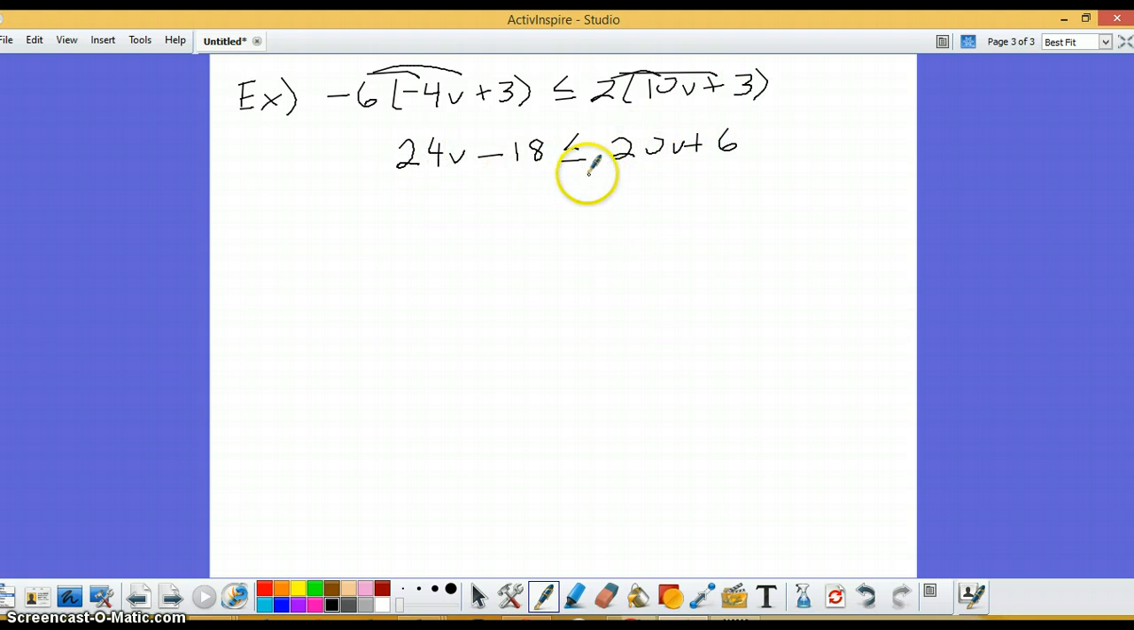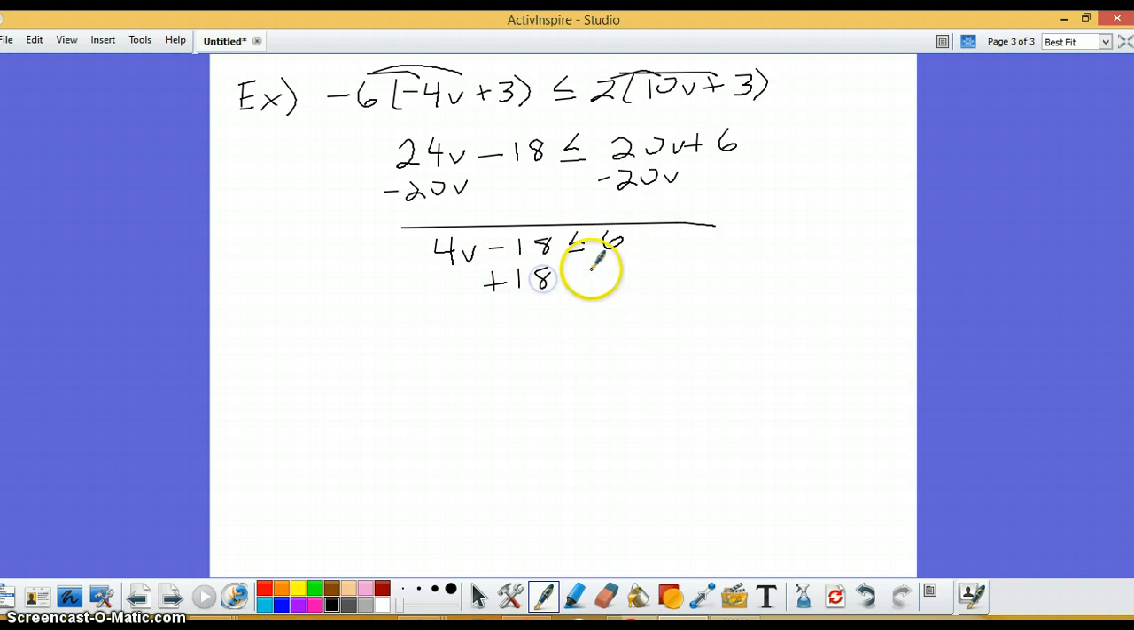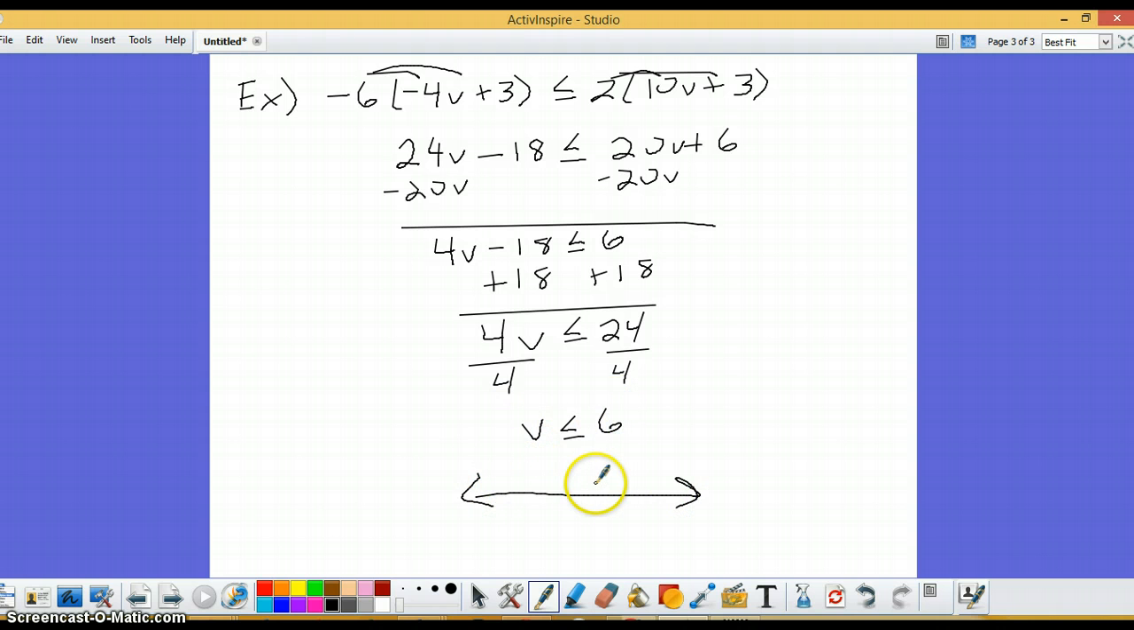Alright, so 20 is smaller than 24, so I'm moving the 20. That's 4v minus 18 is less than or equal to 6. Add 18, and you get 4v is less than or equal to 24. Divide by 4, and v is less than or equal to 6. So again, on a number line, 6 would be over here. Closed circle, going to the left this time because it was less than.